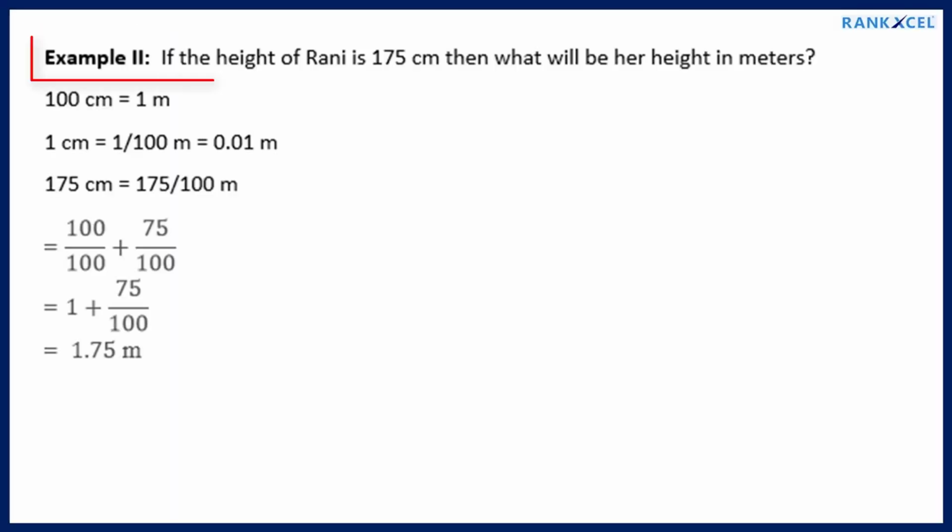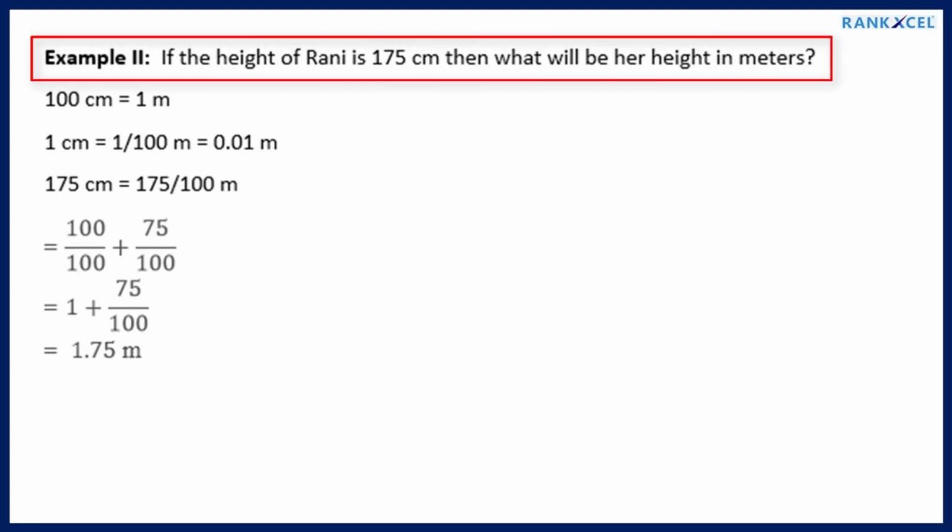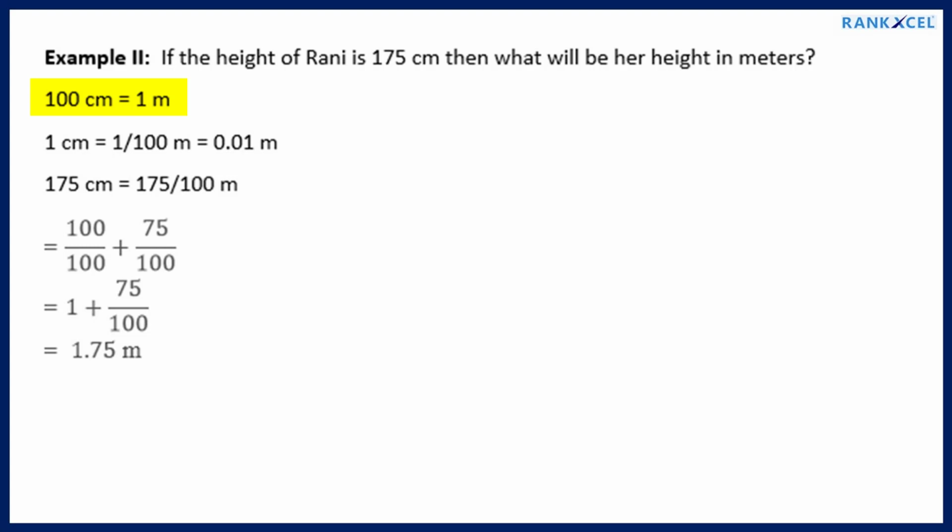Example 2, if the height of Rani is 175 centimeters, then what will be her height in meters? 100 centimeters equals 1 meter. 1 centimeter equals 1 by 100 meters, which equals 0.01 meters. 175 centimeters equals 175 by 100 meters.